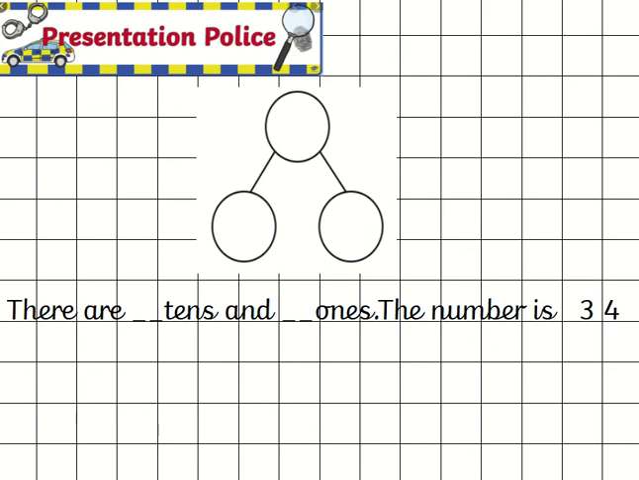Here I've got again, remember our presentation police, this is where we're looking for people who can present their work in the neatest possible way. I have put on some resources that have already got some blank part whole models that you can use. So here I've got my sentence. There are so many 10s and so many 1s. The number is 34. I know that I've got the number 34, so I can add the number 34 to the top of my part whole model.